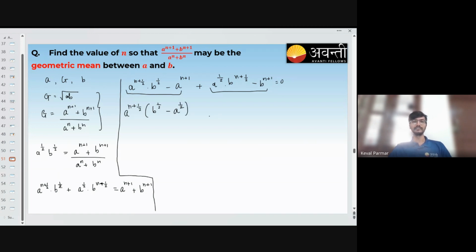How did this a raised to half come? I hope you understood indices. If not, you can tell me and I'll explain it more clearly. Here I can take b raised to n plus half common.